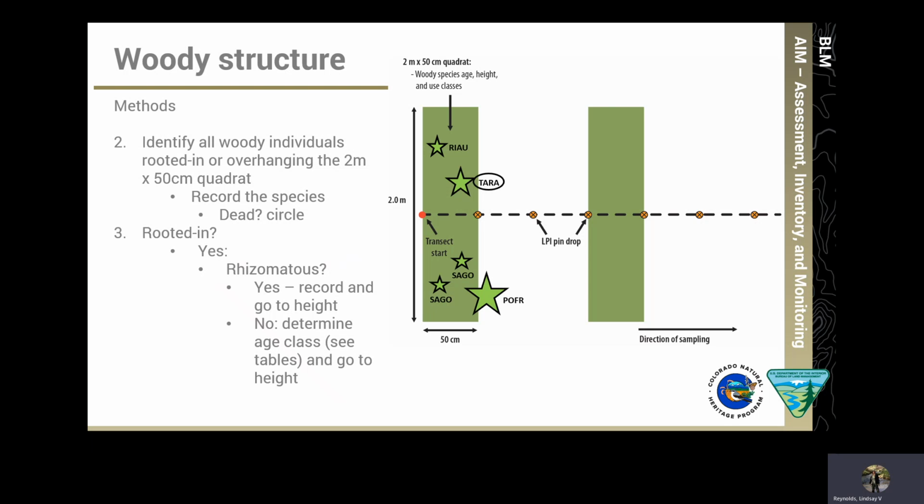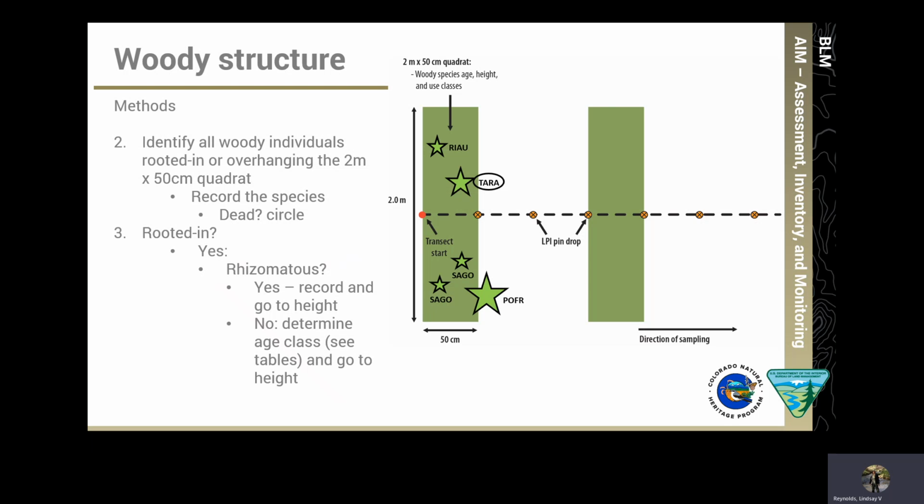Then I noticed that the Tamarisk is dead, and if an individual in the quadrat is dead, then you circle the species code. The next question you ask about each individual is whether it is rooted in. In the case of the Ribes at the top, yes, it's rooted in. So then we go to the next question.